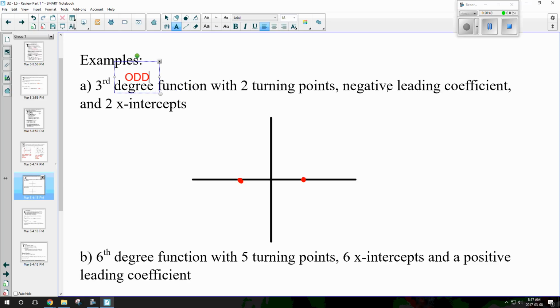And because it's odd with a negative leading coefficient, we know that our end behavior must go from quadrant 2 to quadrant 4. So we know that it's got to start in quadrant 2 over here and end in quadrant 4 over here, and that it only has 2 turning points.